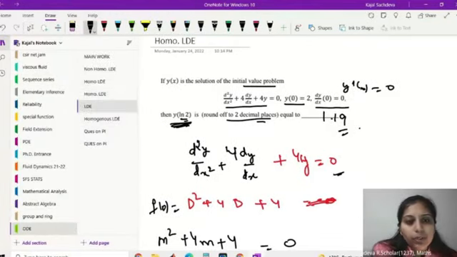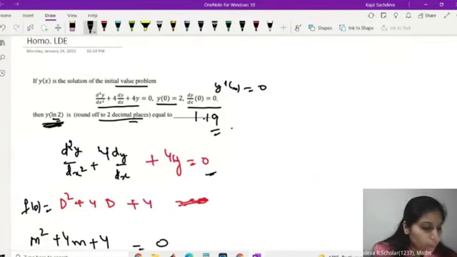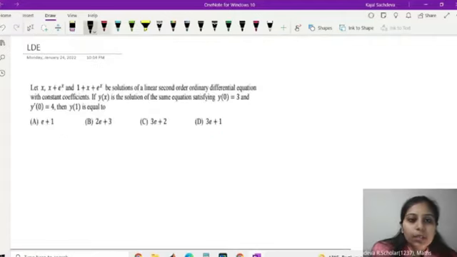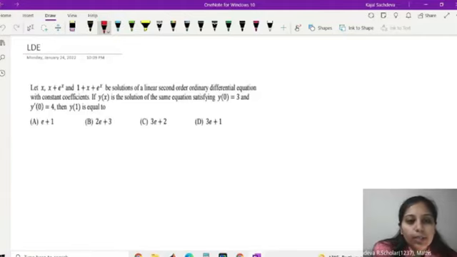Now moving to our next question. Our next question is a very good question, I would say. This is a different and good question. Let x plus e^x and 1 plus x plus e^x be solutions of a linear second order ordinary differential equation with constant coefficients. What they have said is that these three are solutions of a second order ordinary differential equation.